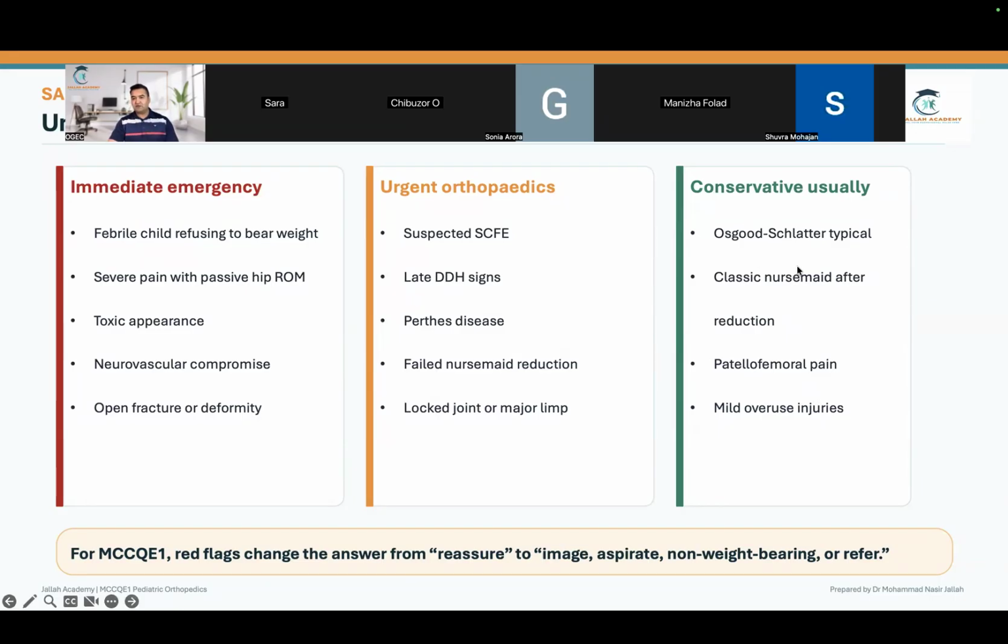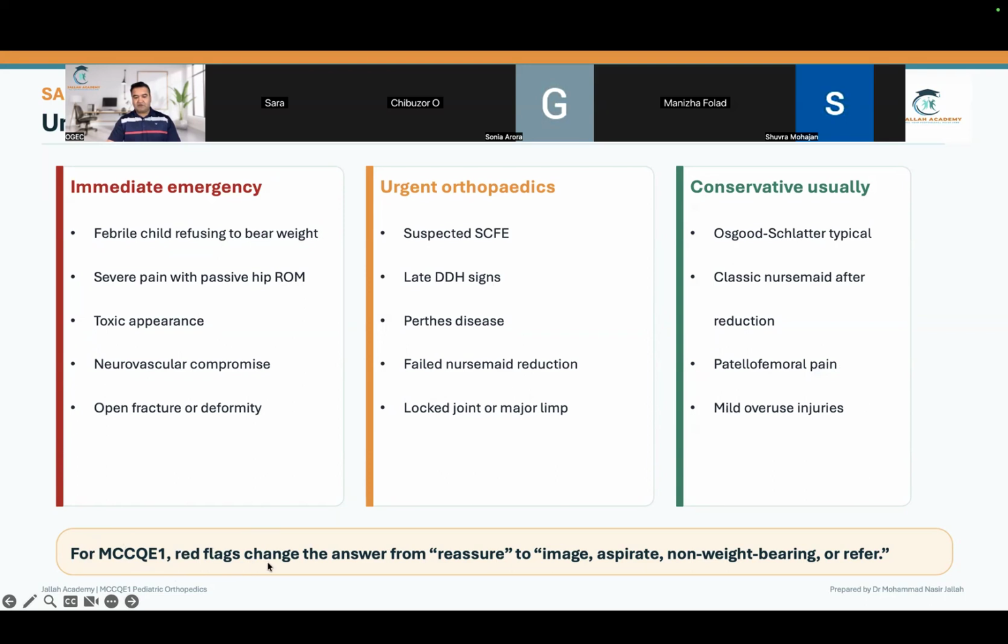Conservative management, usually for Osgood. Classic nursemaid elbow after reduction: it happened while they were playing, you did the reduction, the patient is getting better, so you don't have to escalate it. Patellofemoral pain, obviously, doesn't need any escalation because this is just repetitive damage and it gets better with modification. Physiotherapy is strengthening of the thigh and the calf. Mild overuse injury: just rest, modification, and strengthening of the big muscles like the thigh.